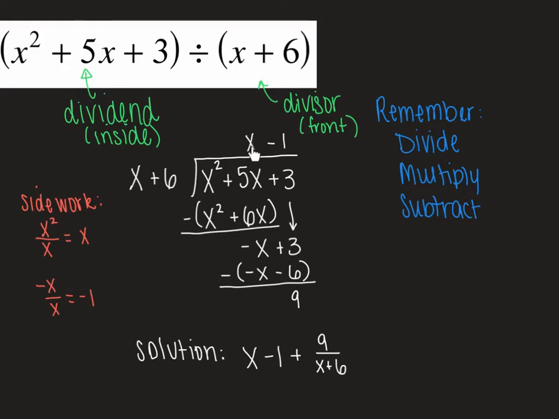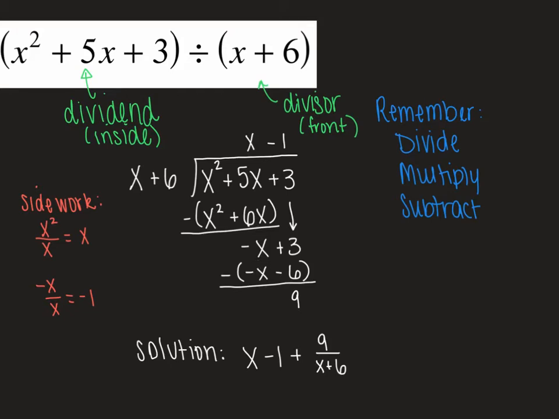Now I'm going to multiply that x. Keep in mind, none of this is here yet. I'm going to multiply that x times the x and the 6, so I end up with x squared plus 6x. So we've divided, now we've multiplied, now we subtract. Remember, we're subtracting this whole term here, so you want to make sure you're subtracting both terms. So we subtract, and now we have a negative x.